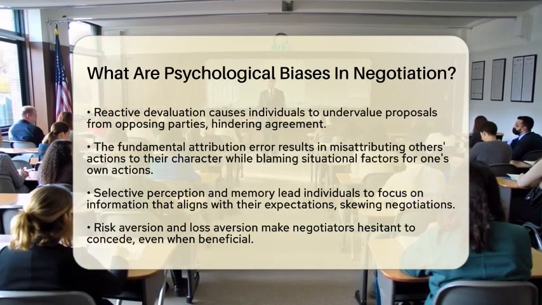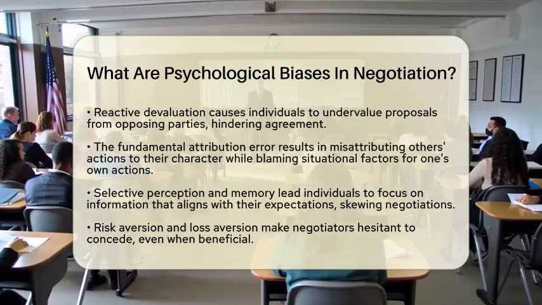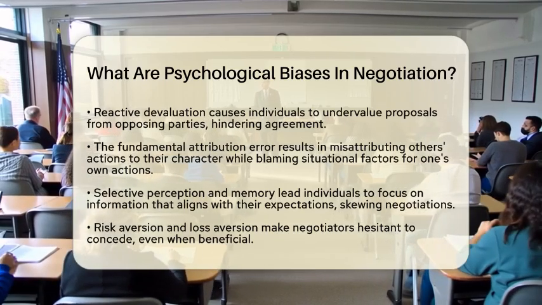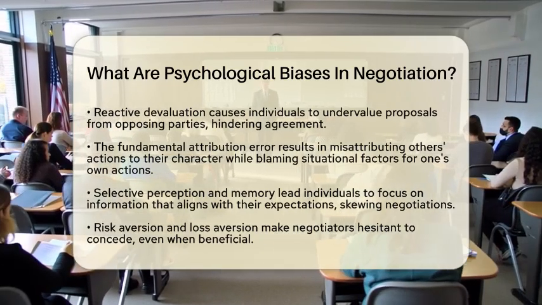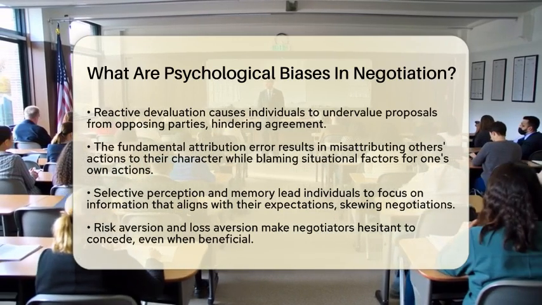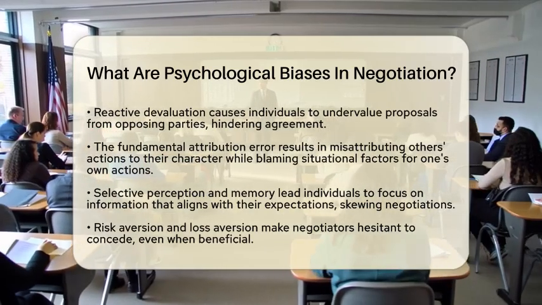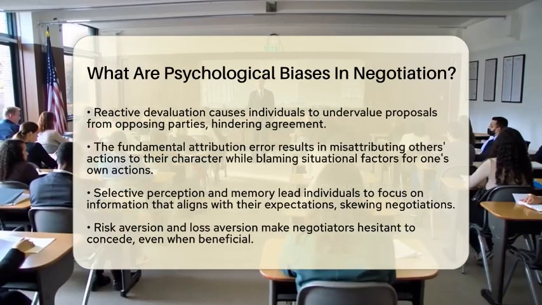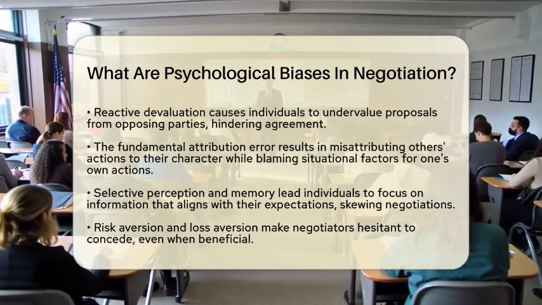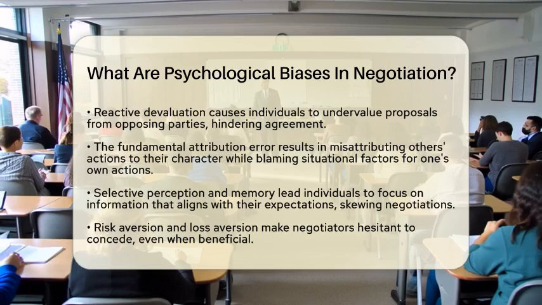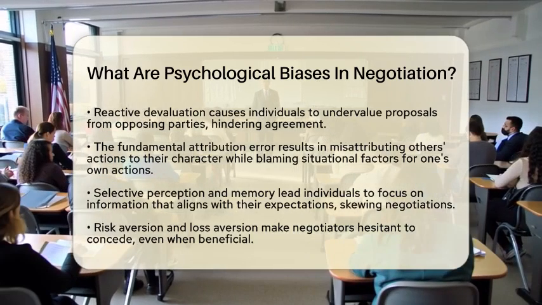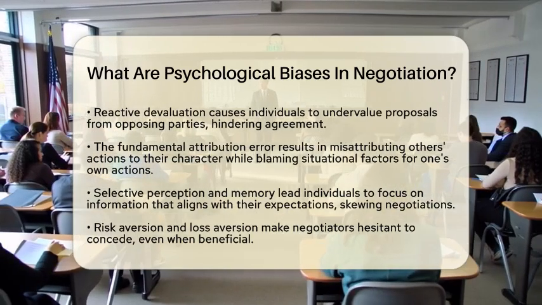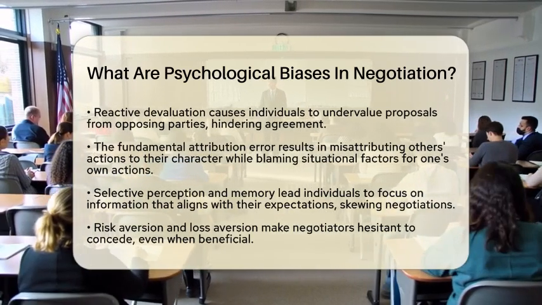Selective perception and memory also play a role. This bias means individuals notice and remember information that aligns with their expectations while ignoring what does not fit. This can skew the negotiation process significantly. Risk aversion and loss aversion are also key biases. People often prefer to avoid losses rather than pursue equivalent gains. This can make negotiators hesitant to make concessions, even when it might be beneficial.